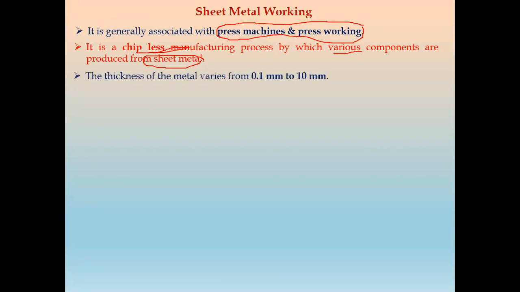Generally, the main concept behind sheet metal is that it is metal having a thickness of 0.1 mm up to a maximum of 10 mm. That sheet is known as a metal sheet or a sheet. So this is the main important characteristic of sheet metal, that is the thickness of the sheet or metal, 0.1 mm to 10 mm.